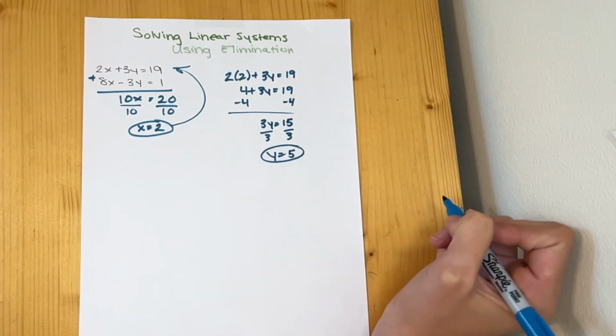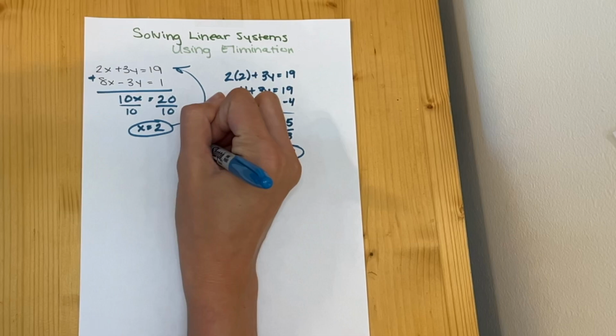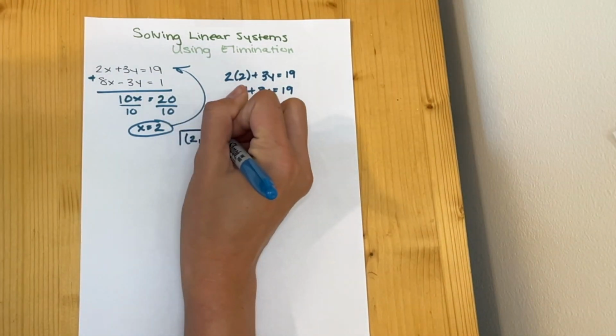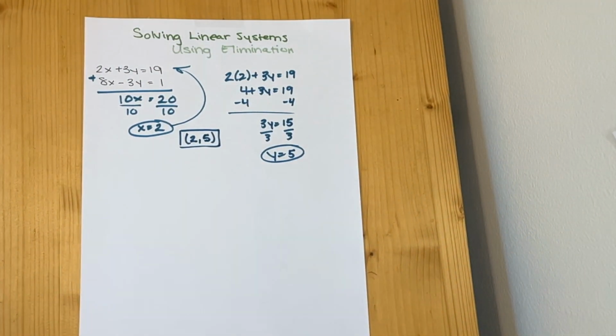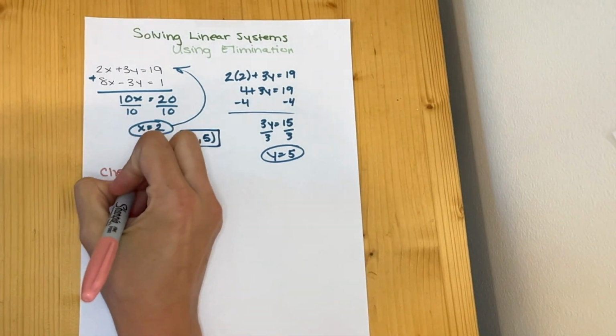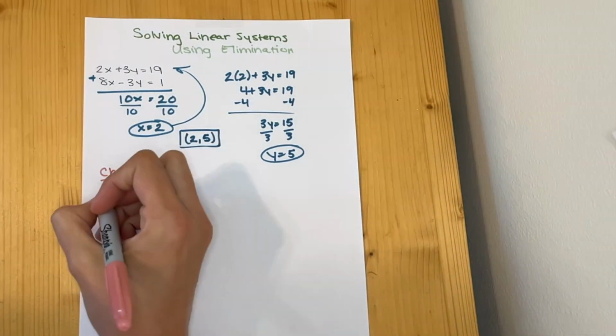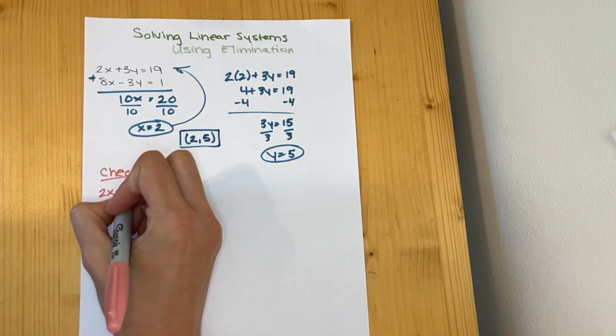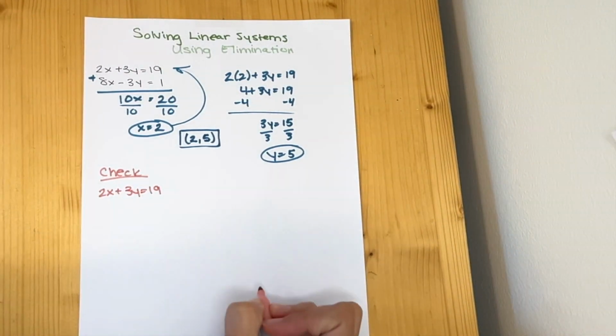And there's what we want for our solution, ordered pair. We have the ordered pair 2, 5. This is the point where the two lines would intersect on a coordinate plane. Now let's check our work to make sure that we did this correctly. So I'm going to plug in 2 for x and 5 for y into each of these equations to check it. So there's the first equation.